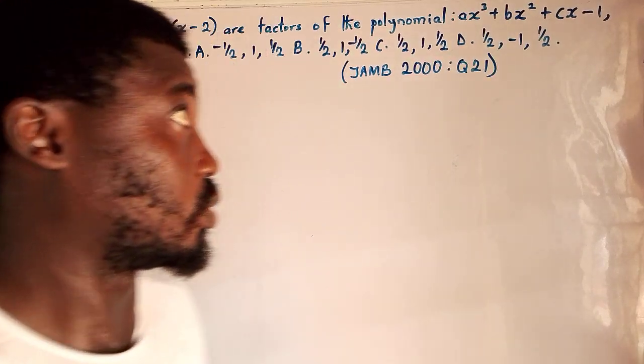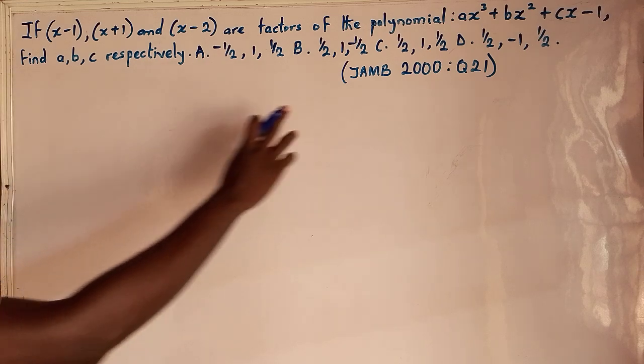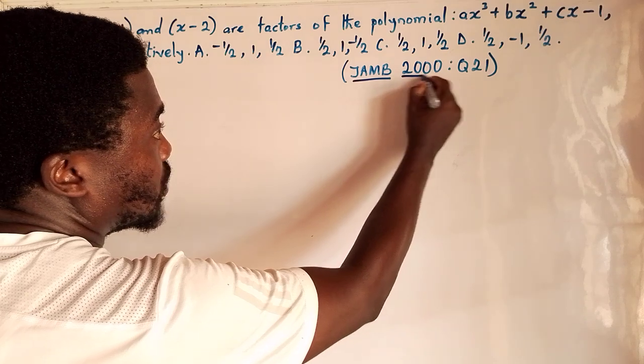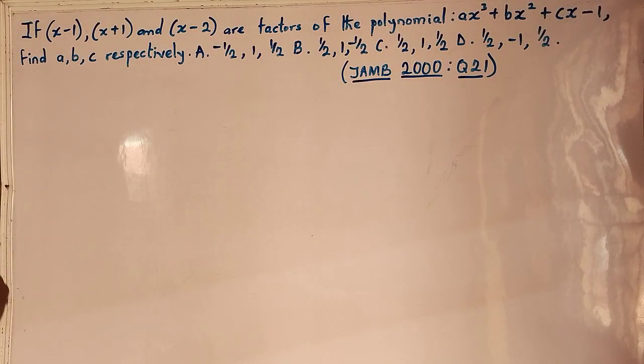So let's solve this question. We have: if (x minus 1), (x plus 1), and (x minus 2) are factors of the polynomial ax cubed plus bx squared plus cx minus 1, find a, b, c respectively. So from here, solution. This is JAMB 2000 question 21.